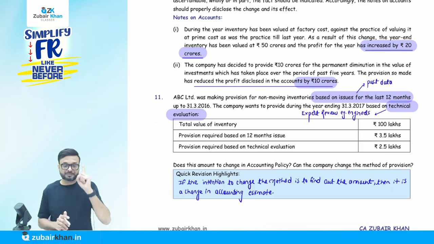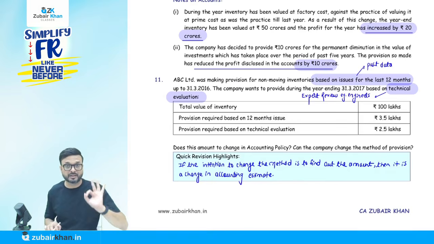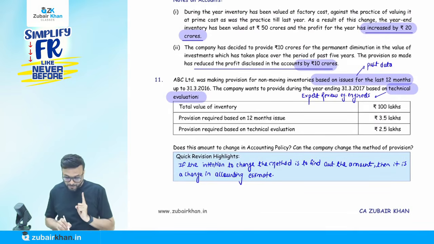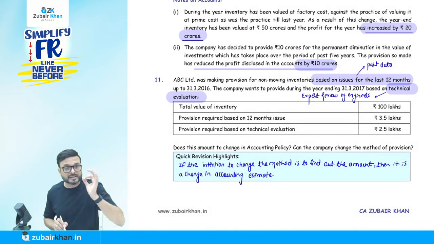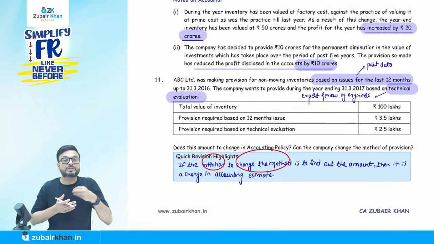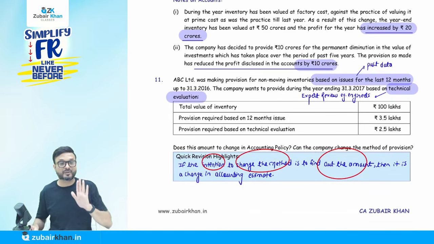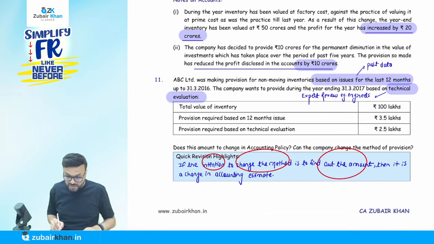Okay. So here, before I discuss it, one very important sentence I have written here. Listen carefully. It says that if the intention to change the method is to find out the amount, then it is a change in accounting estimate. I am repeating this. This is not at all a change in accounting policy. I am saying it is a change in accounting estimate.